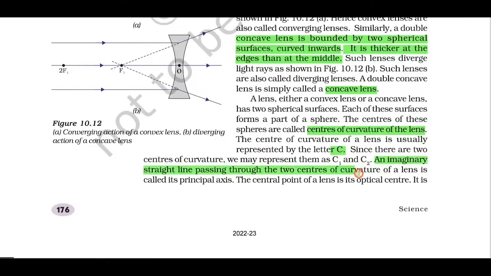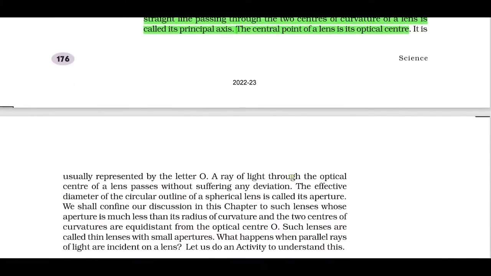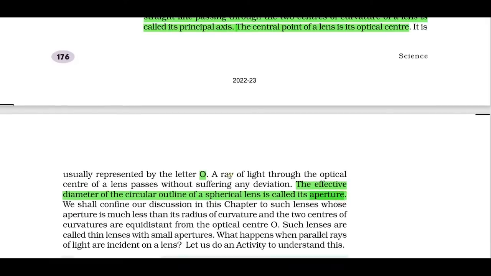An imaginary line passing through the two centers of curvature of the lens is called as what? Principal axis. The central point of a lens is called as what? Optical center. In case of a mirror it is pole, whereas it is optic center or optical center. It is usually represented by the letter O. The effective diameter of the circular outline of a spherical lens is called its aperture.